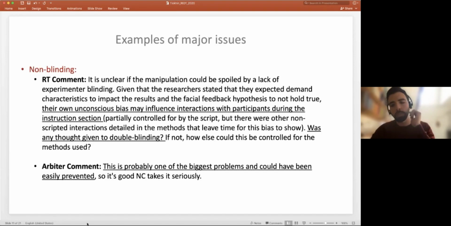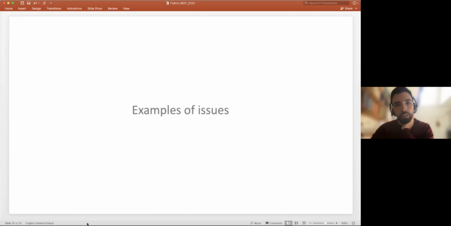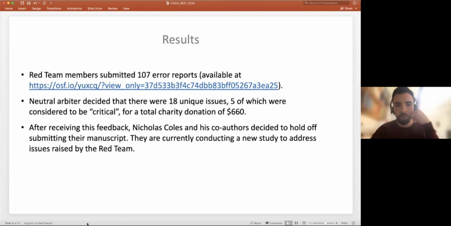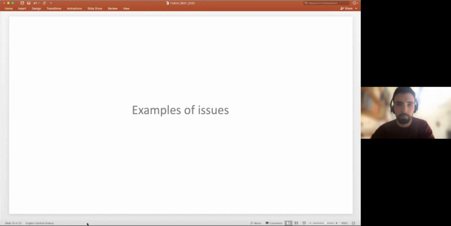So I wanted to give you a sense of the types of issues that the red team detected, to give you a better idea of what are the things that are major, what are minor, what did people focus on. You can, of course, at this link here, check out all of the error reports. You can take a look at Ruben's assessment of them, and you can take a look at Nick's response. You can take a look at how much money was given out for each of them. It's a huge, long spreadsheet, so you can have plenty of fun doing that.